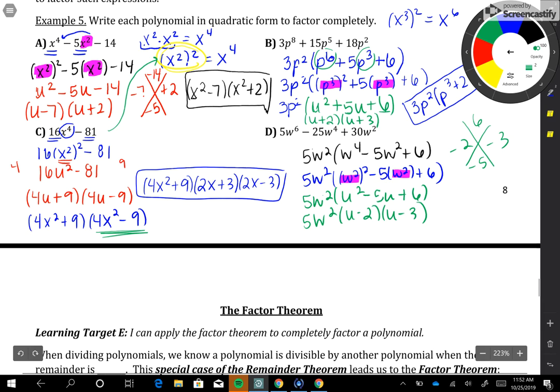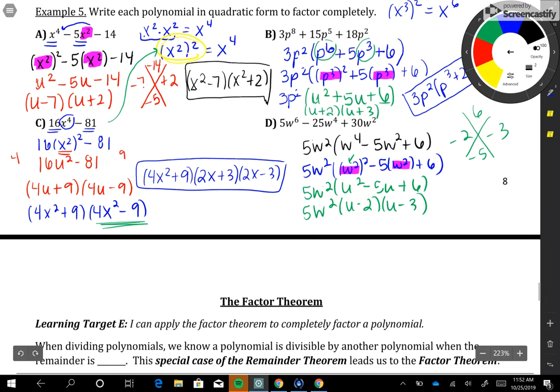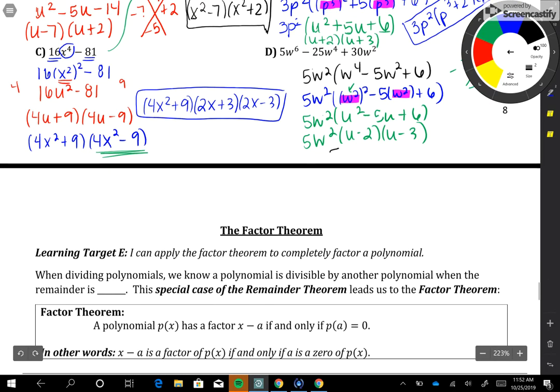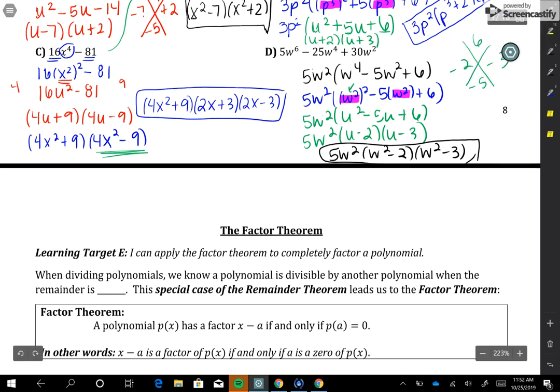Okay, let's put our w squared back in for our u's, and that will be our final answer. So 5w squared times w squared minus 2 times w squared minus 3. All right, so moral of the story, sometimes we can rewrite higher degree polynomials as quadratics, and it helps us factor them. All right, guys, see you in class.